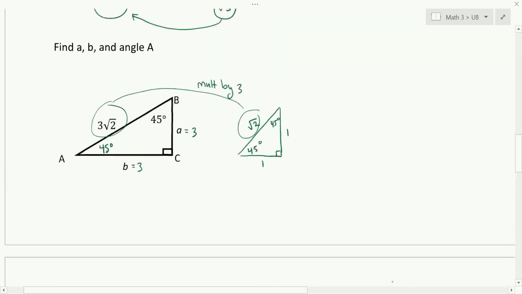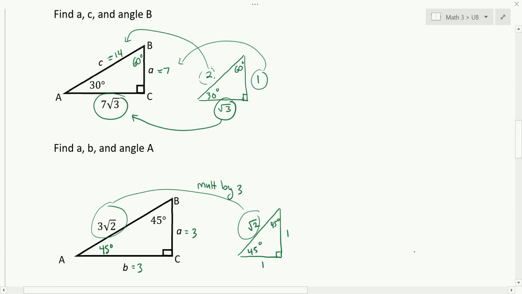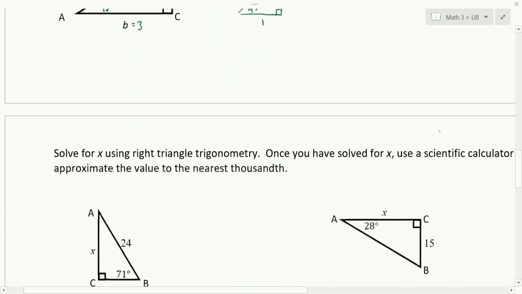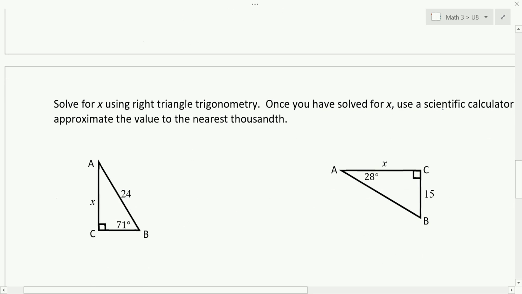Those are the only two triangles you have to memorize, the 30, 60, 90 and the 45, 45, 90. If you get another triangle with other angles, you do not have to memorize that triangle. Okay, these are the only two that you need to know. So here we have triangles that we don't know. This has an angle of 71 degrees in it. That one has an angle of 28 degrees in it.